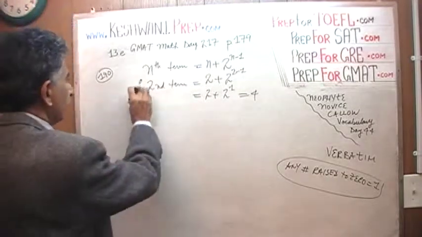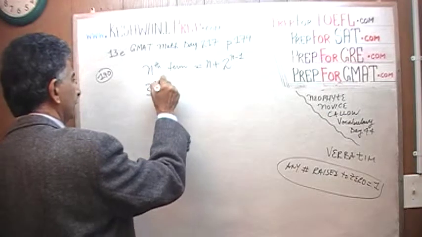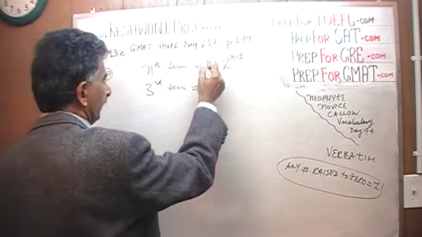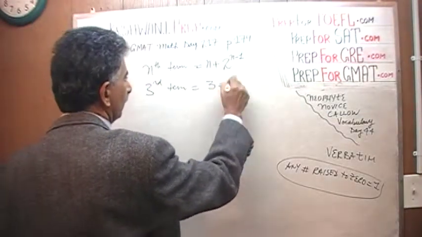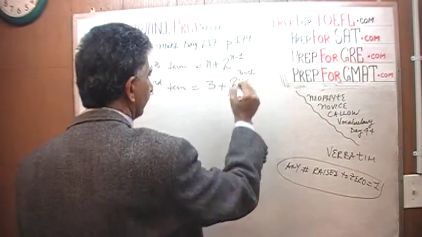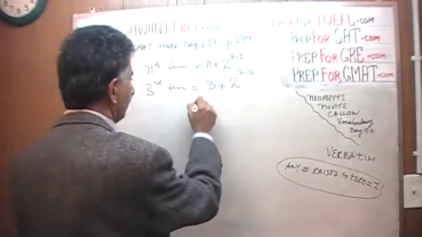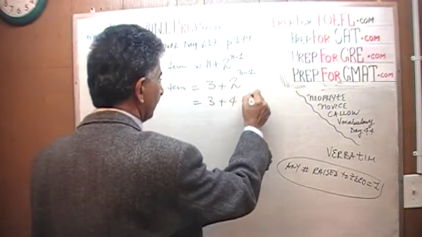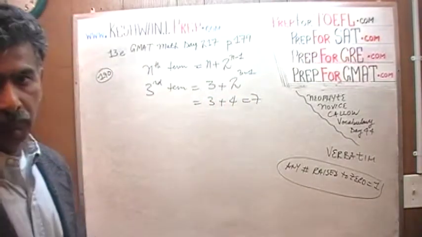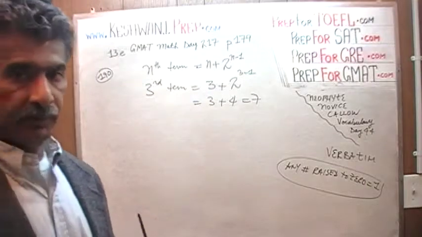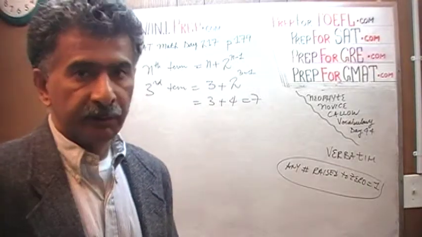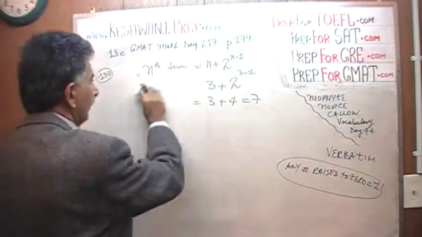Let's find out the third entry. The third term, again n equals 3 plus 2 raised to 3 minus 1. 3 minus 1 is 2, 2 raised to 2 is 4, so we end up here with 3 plus 4, which is 7. That's all. All we have to do is find the fifth term and the sixth term and take their difference. Let's find the fifth term.